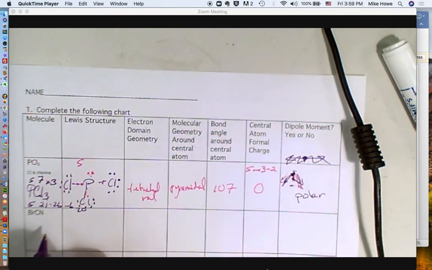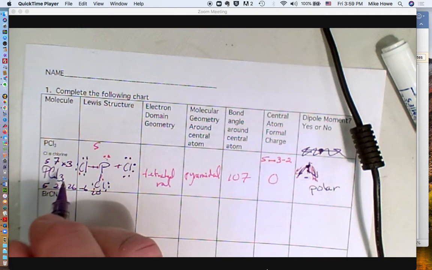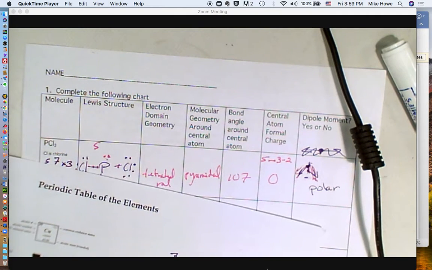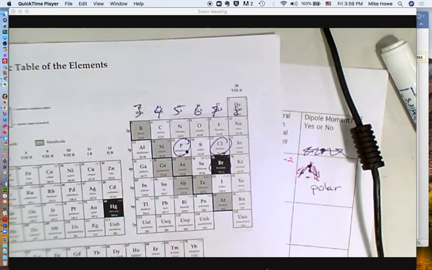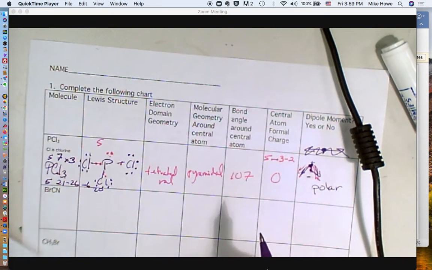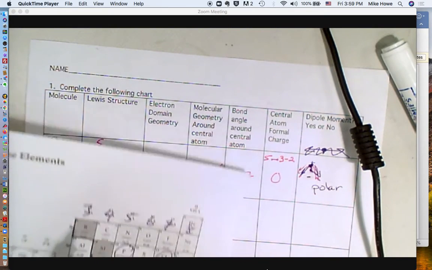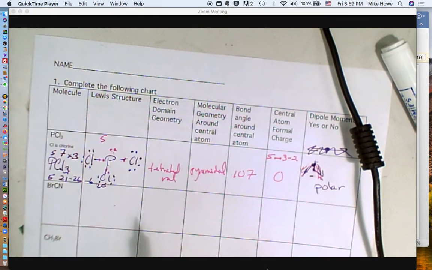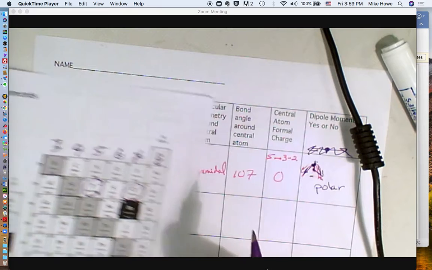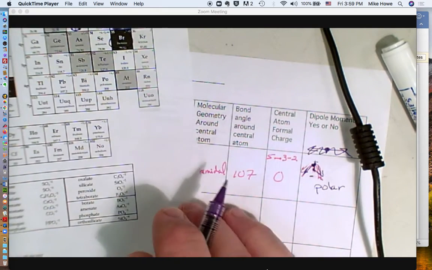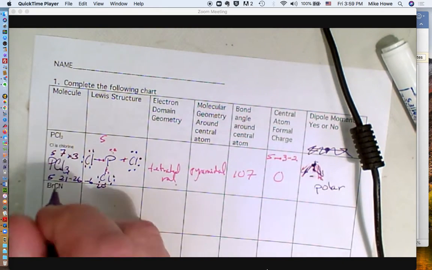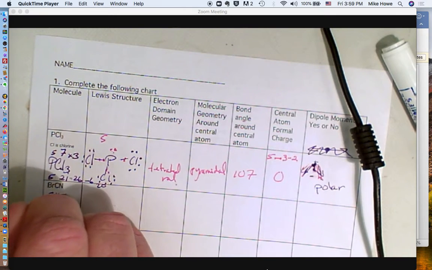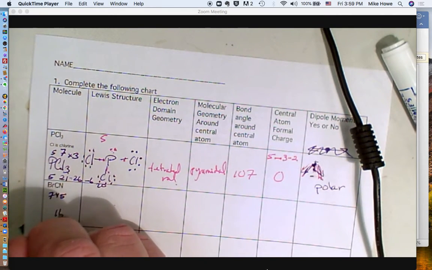Now the second one, the BrCN, we add the valence electrons. So you go look at your periodic table. Bromine sitting right here, it's got 7. And C is in right here, it's got 4. And what's the other? N is right here, it's 5. So you got 7 and 4 and 5. All right, so that makes 16 valence electrons.